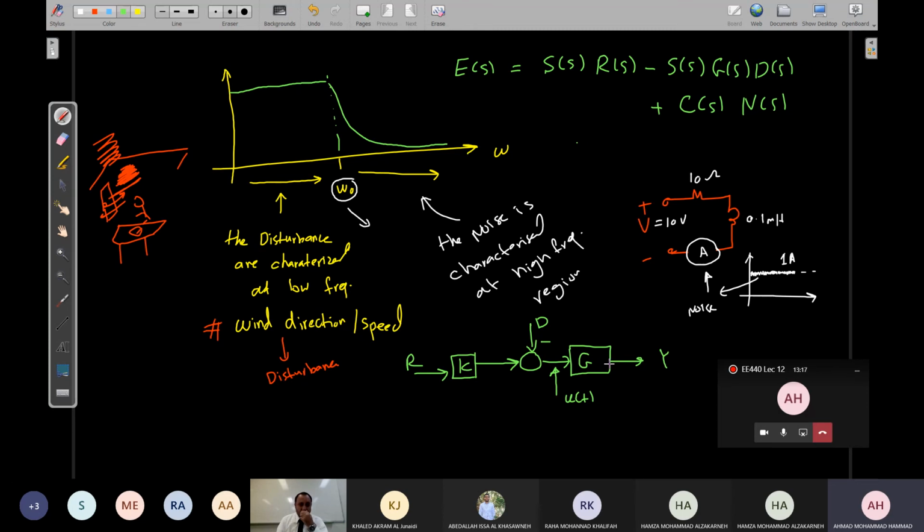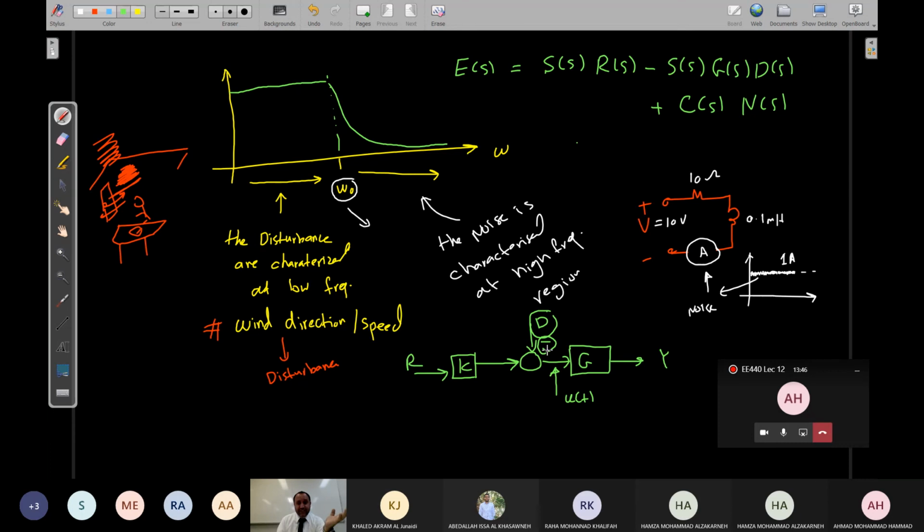Resisting my movement. So, in general, I don't know if the disturbance is supporting me or resisting me. So this means that I can use, without loss of generality, either plus or minus. I don't care. At the end of the day, I need to reject this disturbance. Whether this disturbance is supporting me or resisting me, I need to reject it.